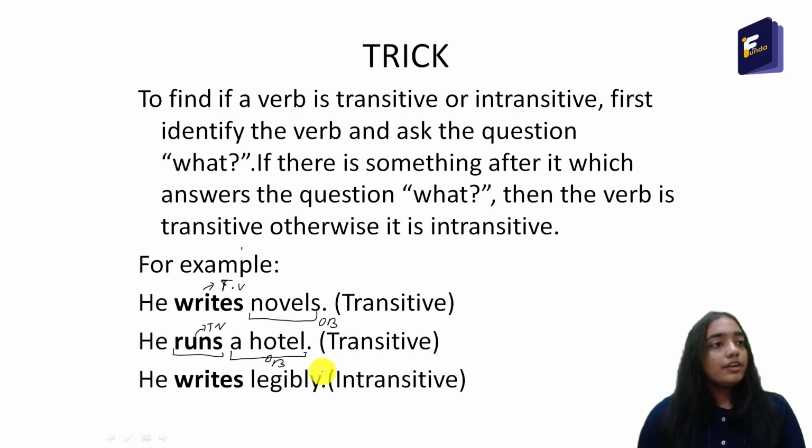Now, he writes legibly. If I ask the question, he writes what? The answer is not legibly. That is why here the word writes is an intransitive verb, and it has no object.